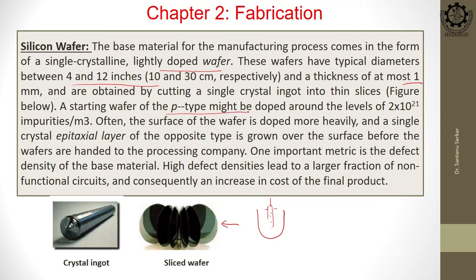Our substrate, if you recall, is a P substrate. If we want to have a PMOS, what will we do? We will make an N well. So, the wafer should be P type, clear. Its doping level is 2 into 10 to the power 21 impurities per meter cube. Okay.